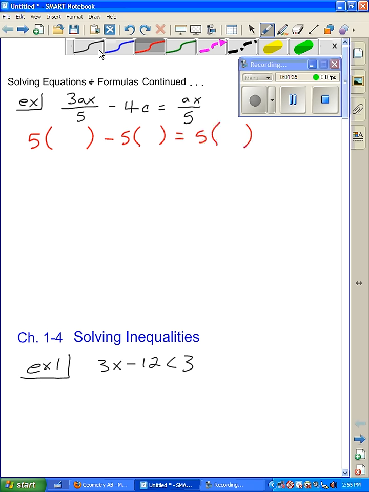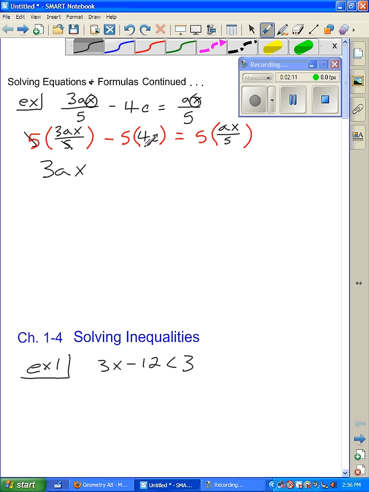And I'm going to plug them all back in now. This one's 3ax over 5. This one's 4c. This one's ax over 5. Keep in mind we're trying to isolate the variable x. The problem is there's two of them, so I've got to get them on the same side. But before I can do any of that, I've got to get rid of the fractions. We've already done that. The 5s cancel, leaving me with 3ax.